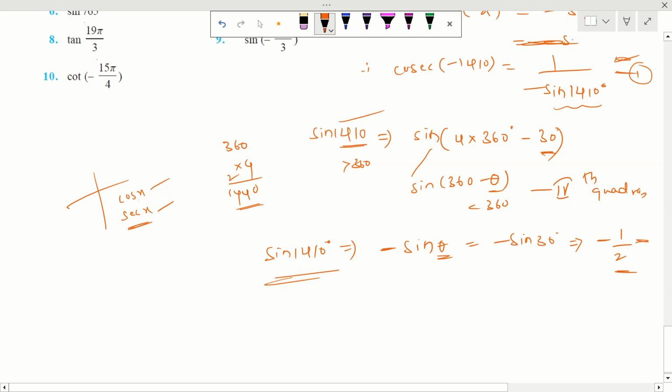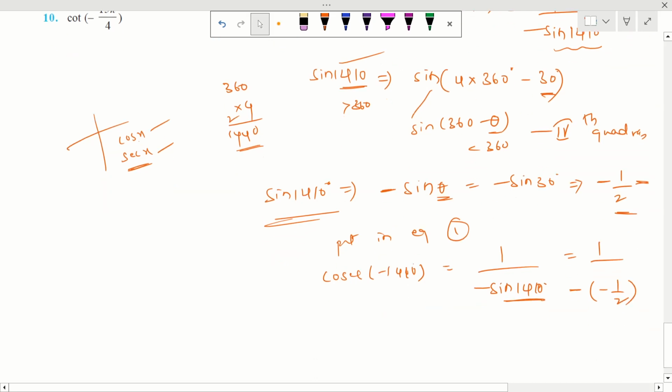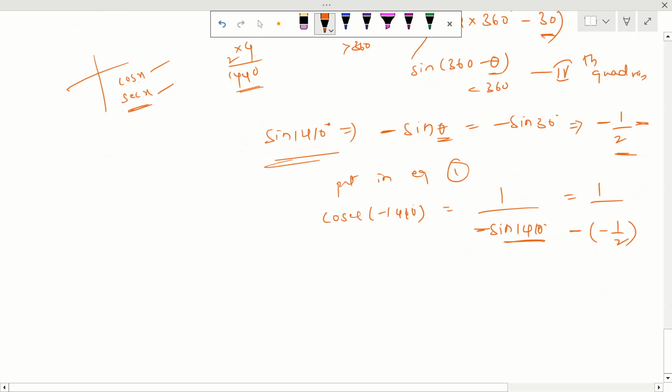Put this value in equation 1. So equation 1 is cosecant of minus 1410, which is equal to 1 by minus sine of 1410. Here the minus we have to write, and sine 1410 is again minus 1 by 2. So minus 1 by 2.